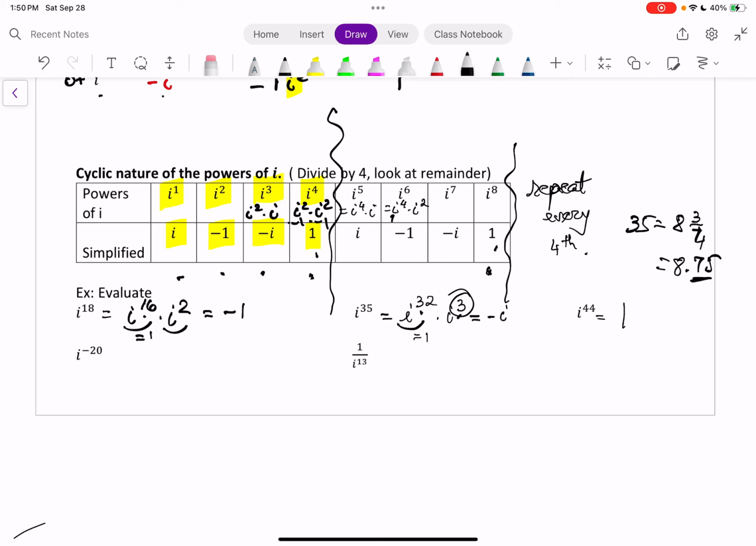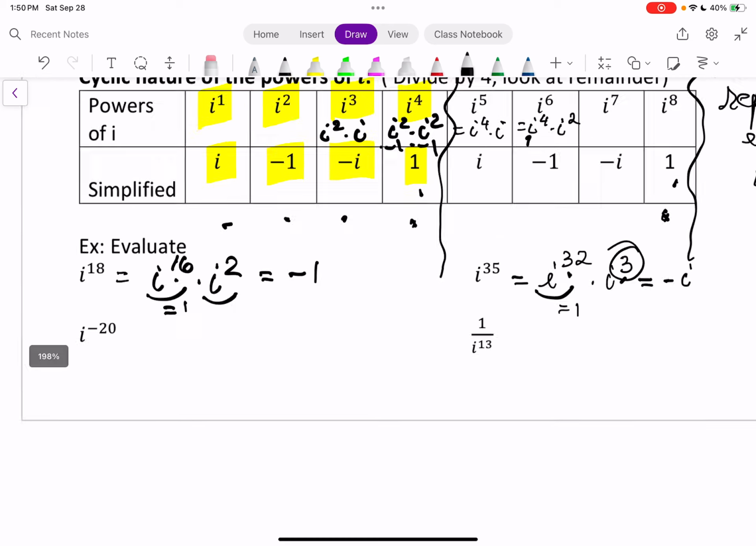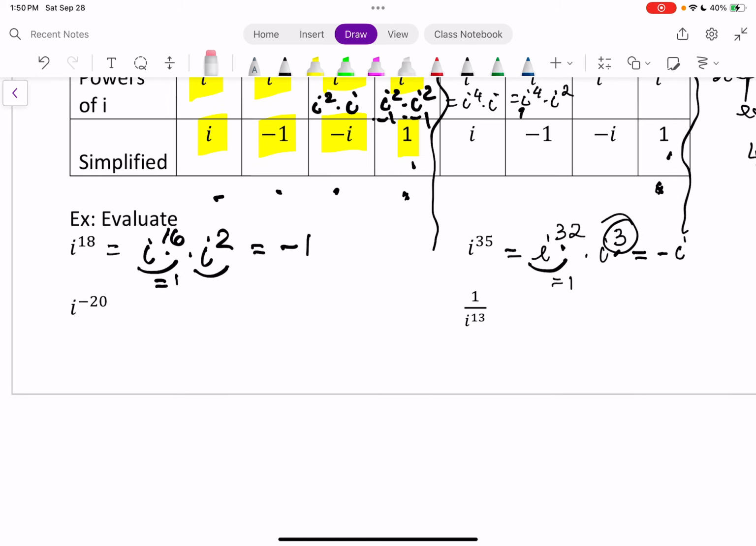These ones are a little tricky, because i to the negative 20, again, I'm not really going to ask you these, is 1 over i to the 20. So make it a positive exponent. And so for i to the 20, 20 is a multiple of 4, so it fits exactly. And there you have it. So that's a 1.